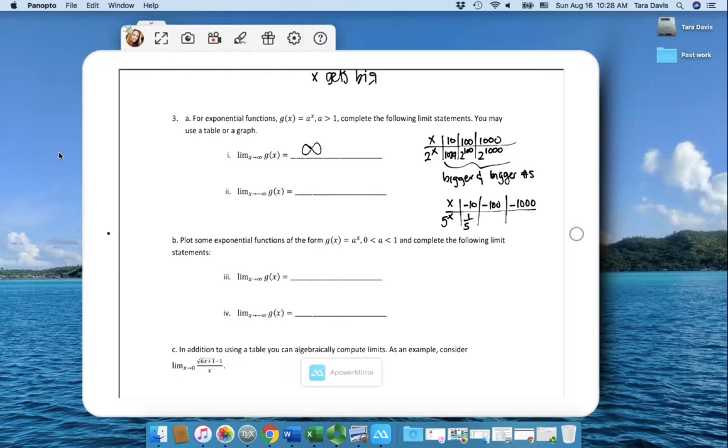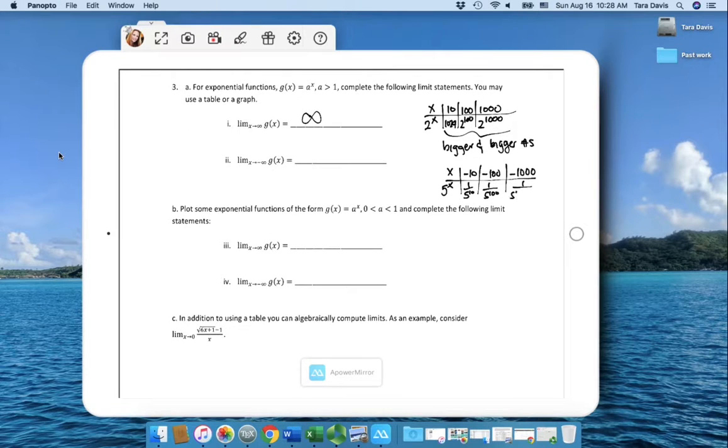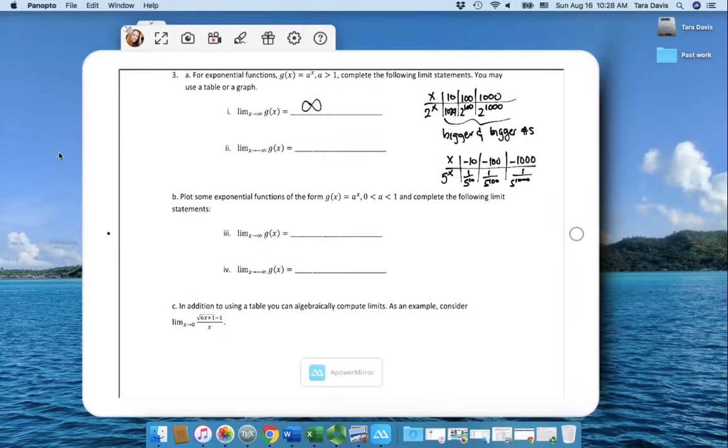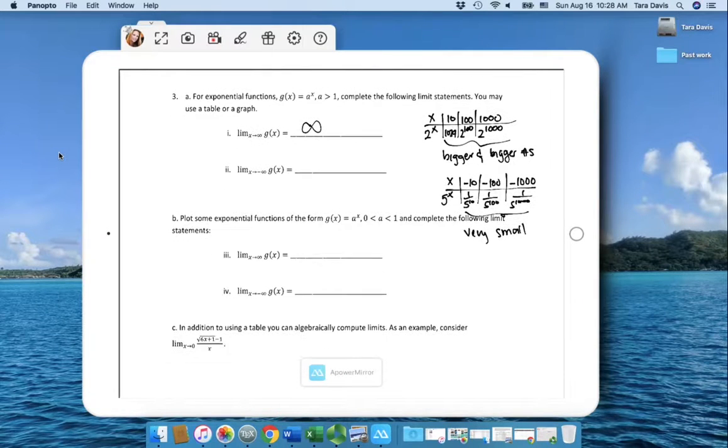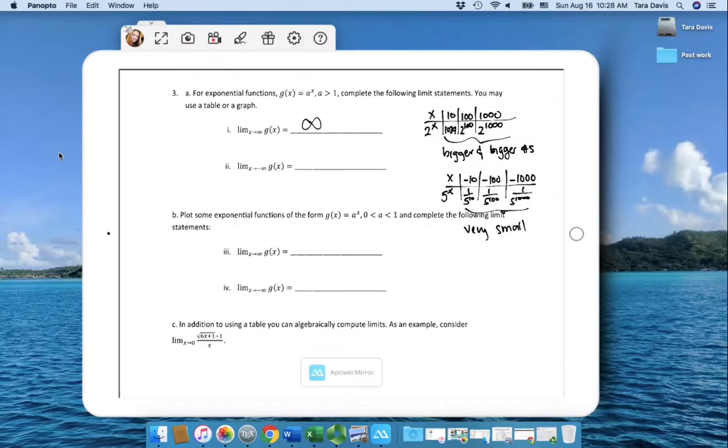So really, if you think about it, this is 1 over 5 to the 10. My calculator can't even handle such a small number. Okay, so this is 1 over 5 to the 100, 1 over 5 to the 1,000. And what kind of numbers are these? These are very small numbers close to 0. In other words, 1 over a big number, as we said earlier, is a small number. And so it seems like the limit as x approaches infinity of g of x is 0, okay?